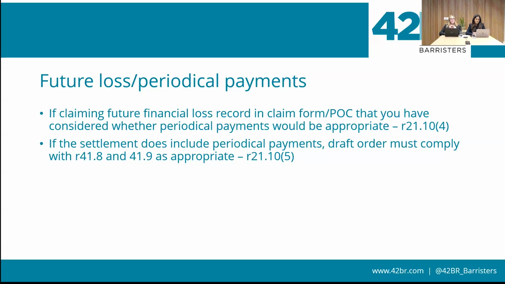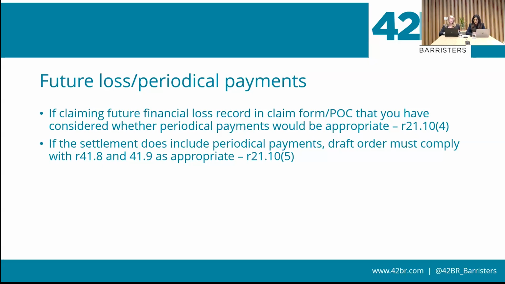If the settlement does include periodical payments, the draft order has to comply with Rules 41.8 and 41.9. Now, 41.8 specifies what the order has to include. It's things like what the annual amount of the award is, how each payment is going to be made during the year, what the intervals of payment are, considerations if payments are going to continue after somebody's death for the benefit of their dependents. There are lots of things that are listed out in 41.8 that the order has to cover. And then 41.9 deals with continuity of payments.